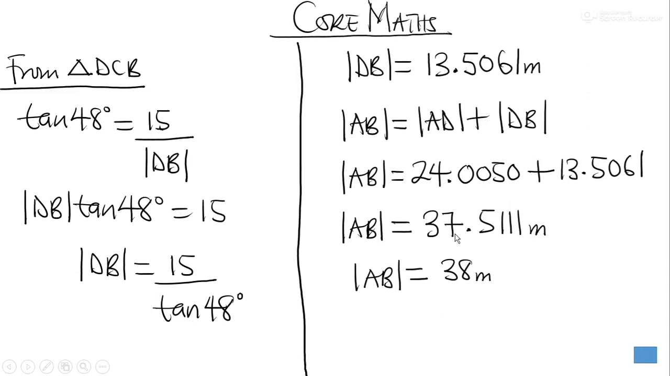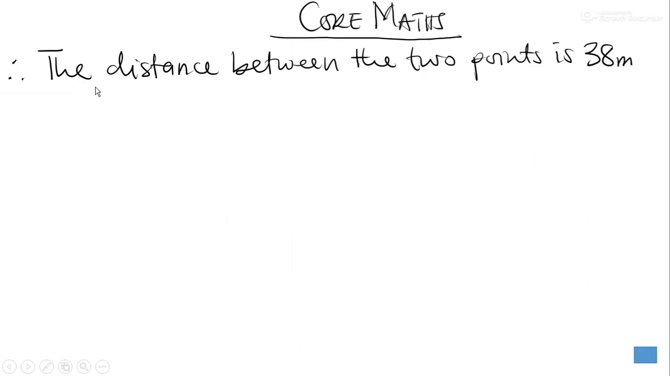Now we're told to leave our answer to the nearest meter. So therefore 37.5111 meters, to the nearest meter, will be giving us 38 meters. So you don't have to find it difficult to convert this one to the nearest meter. Alright, so students, this is the solution to the assignment. But remember, we have to conclude. So in conclusion, we'll say that the distance between the 2 points is 38 meters.